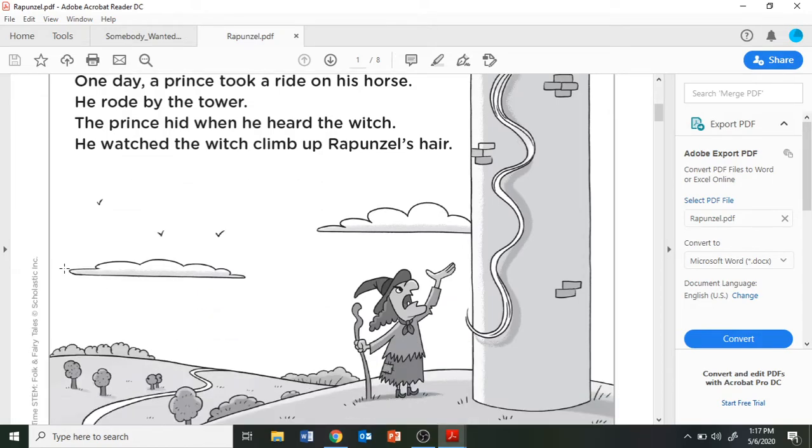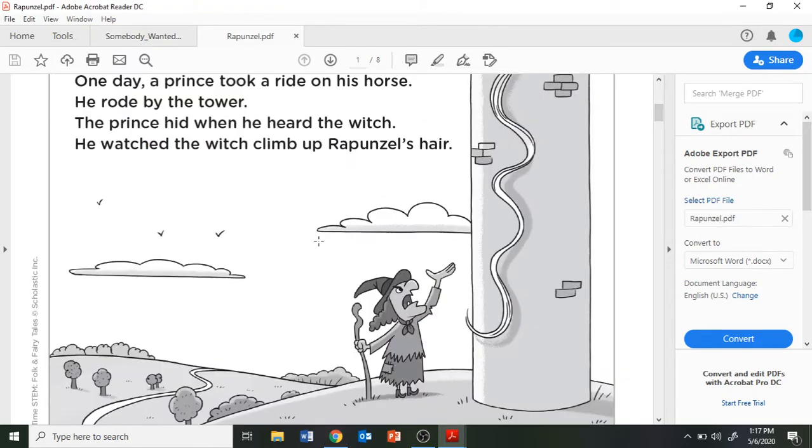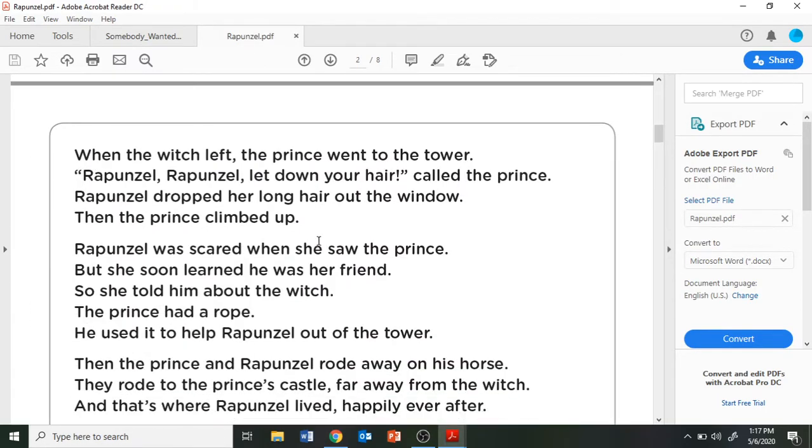Do we have the wanted what yet? Maybe we could say the witch wanted Rapunzel to let down her hair? I don't know. Let's keep listening. On to the next page.